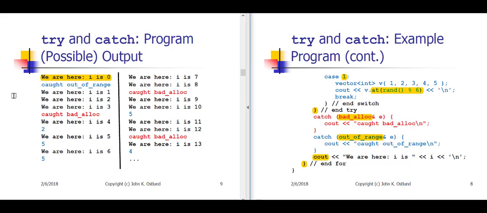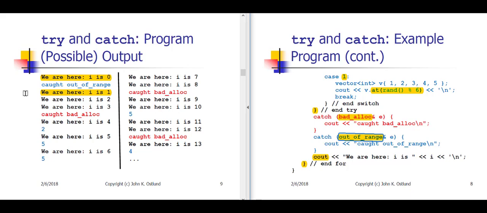The second time through the for loop, apparently in the switch, we got a case 1, which means that we're in this vector accessing part of the code. And we were unlucky enough to draw an index of 5, which is out of range, and so the at threw an exception, and we come down here to display "caught out of range". After we display that, we drop down to the blank cout statement, and we display "we are here, i is 1".